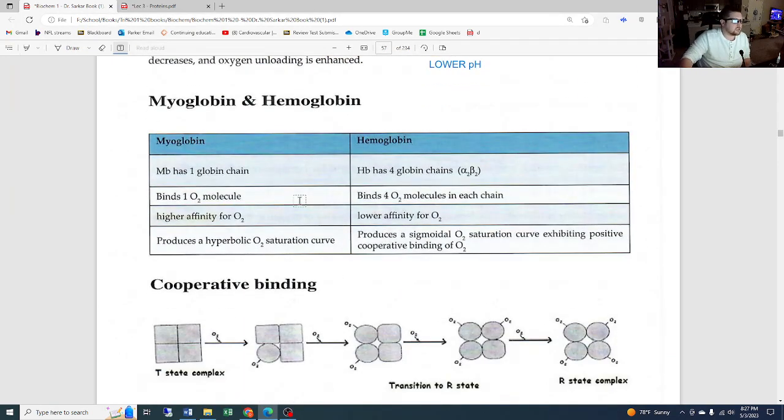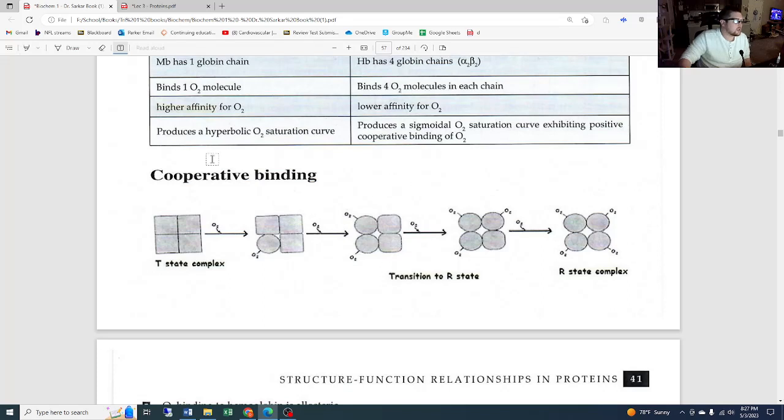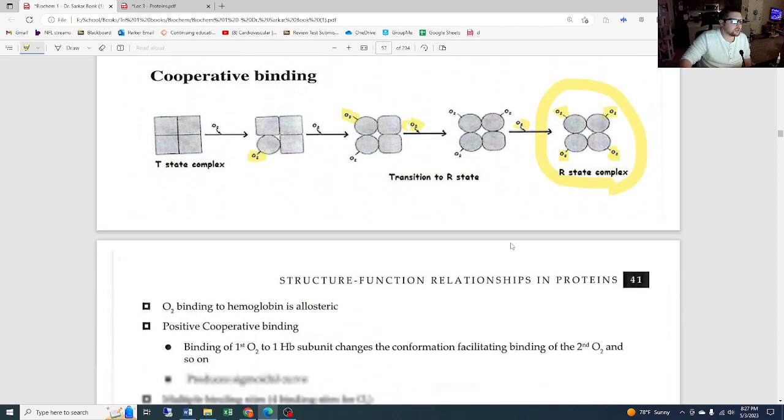All of this is a bunch of repeat, exactly what we talked about before. Cooperative binding, we mentioned this a little bit. When one oxygen binds, it's going to change its shape to allow for another oxygen to bind, and then it changes its shape. Another one binds and it changes its shape, and another oxygen binds, and that's in its final travel form with all four parts bound to oxygen.